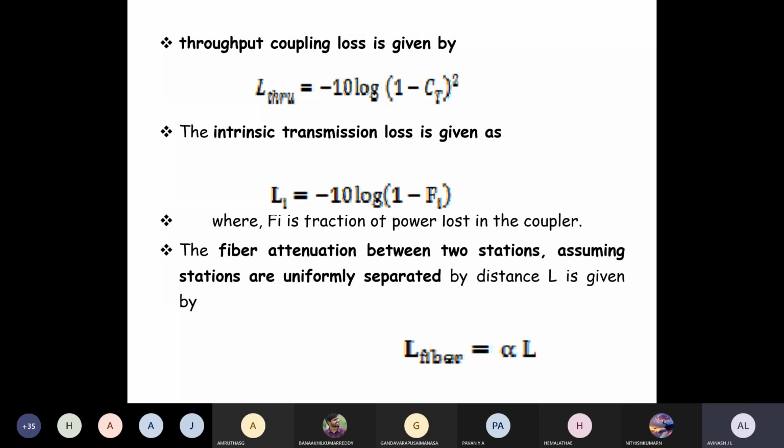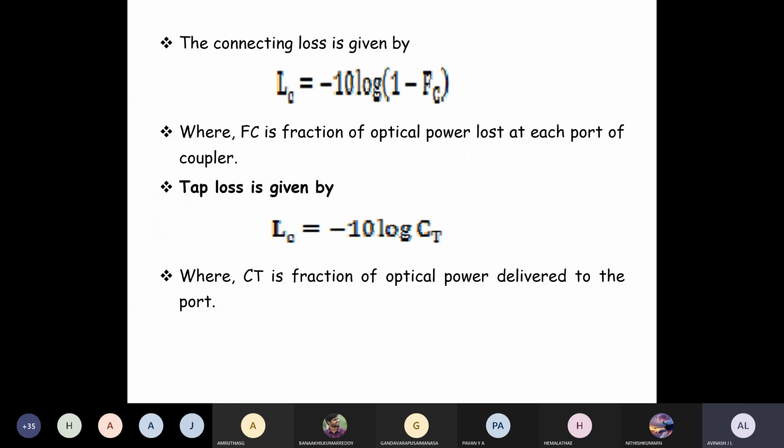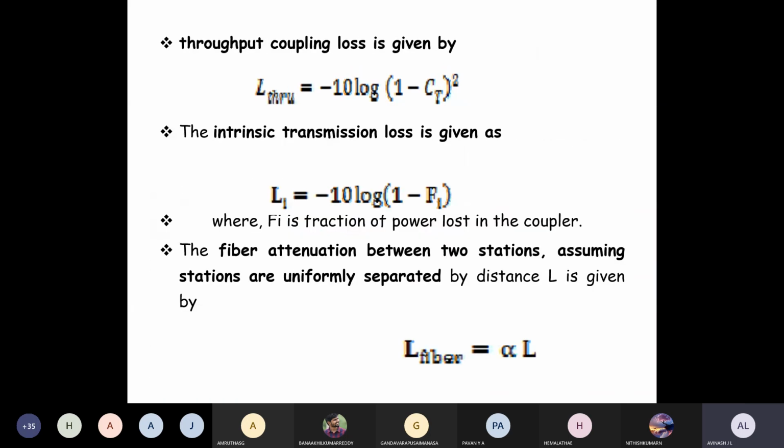Next, intrinsic transmission loss is given by Li. Li is equal to minus 10 log of 1 minus Fi. So what is Fi? Fi is the fraction of power lost in the coupler. That means in the coupler, the wave is traveling. So what exactly happens when the wave is traveling? Due to some attenuation and other problems, the power will get lost. That is called the fraction of power lost in the coupler. So I can take this particular diagram.